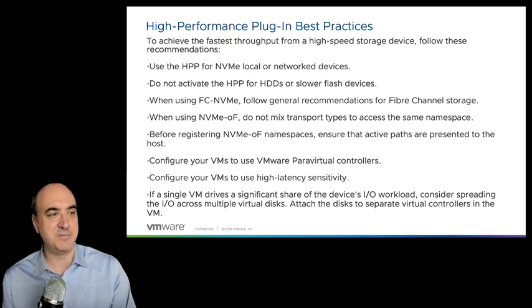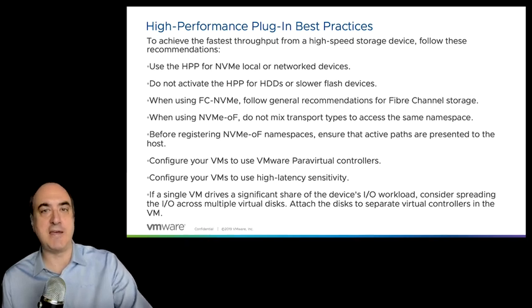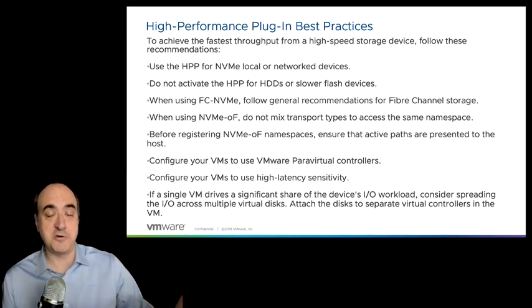That is not supported. Before registering your NVMe over Fabric namespaces, ensure that the active paths are presented to the hosts. I mean, that's a pretty obvious thing. And configure your VMs to use the VMware paravirtual controllers. We want you to use the PVSCSI controller to provide for the greatest amount of paravirtualized access to these devices, getting high performance for those guests. Make sure your VMs are actually set to high latency sensitivity. That gives them a 100% reservation for memory and can be set for CPU too. That means that the VMs are going to have high performance storage and won't have anything put into a queue or in any paging memory configuration.